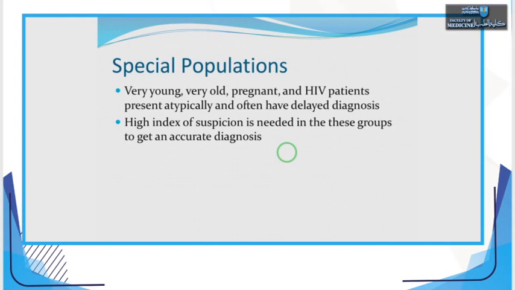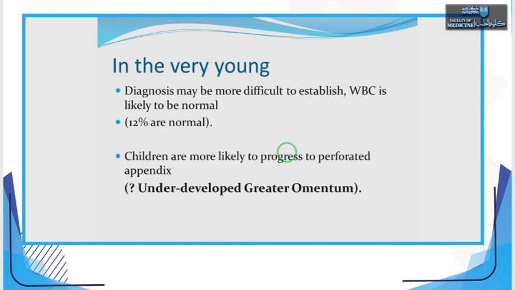High index of suspicion is needed in these groups to get an accurate, rapid diagnosis, because in these patients the clinical picture is not typical and you can miss, and the time is very precious. They perforate early, they complicate early, so if you don't intervene early, you can lose your patient. In the very young, diagnosis may be more difficult to establish. WBCs is likely to be normal.